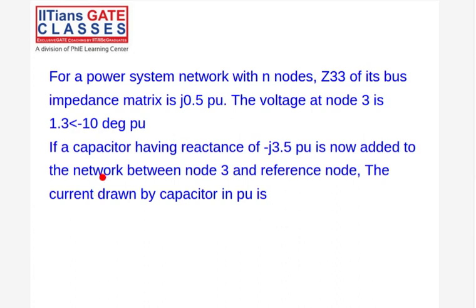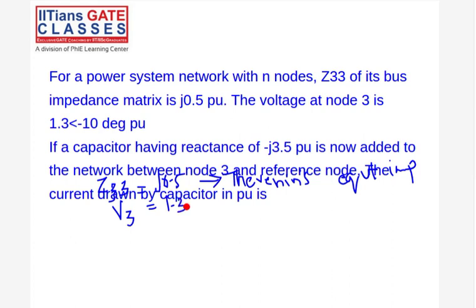So what have they given? They have given Z33 equal to j0.5. Now, what is this? This is the Thevenin equivalent impedance. Basically, see, even though this looks like a power system question, basically this is a network theory question.